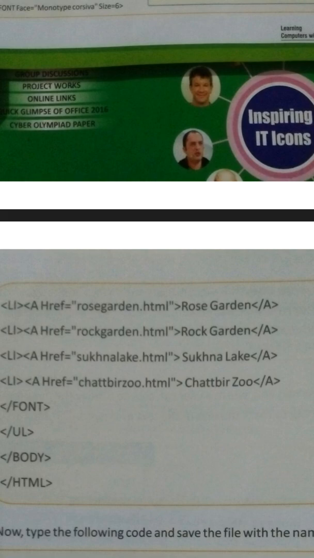A. Before a, li is there, li for putting the bullet in front of the rose garden. A opening and a closing. In between a opening and a closing, here it is written rose garden. Below it, again a opening, a closing. In between, rock garden. Then Sukhna Lake and Chhatbir Zoo.